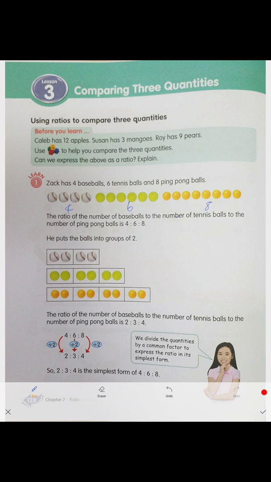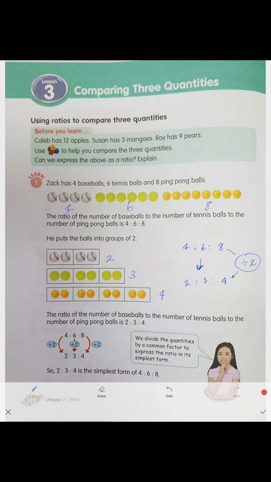Now, if you group them in groups of 2, there are going to be 2 groups, 3 groups, and 4 groups. So your ratio 4 to 6 to 8 becomes 2 to 3 to 4. Very easy to follow. You just divide both parts by the common factor of 2. This is how you got it.